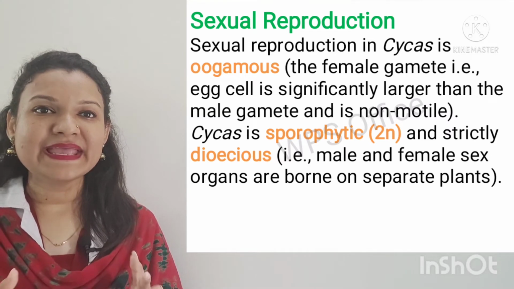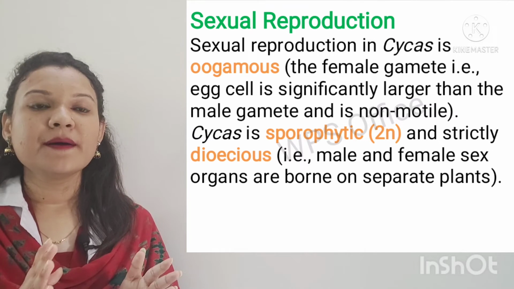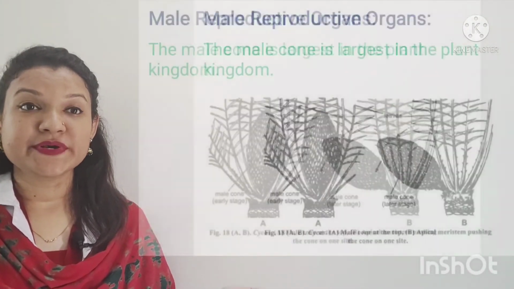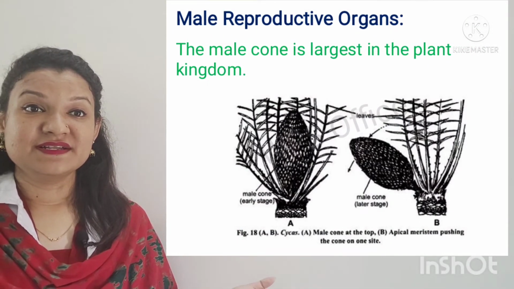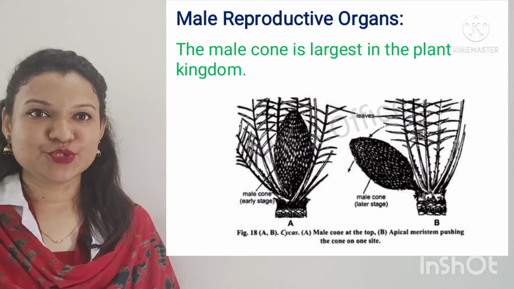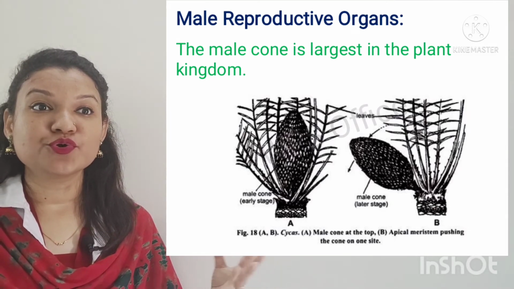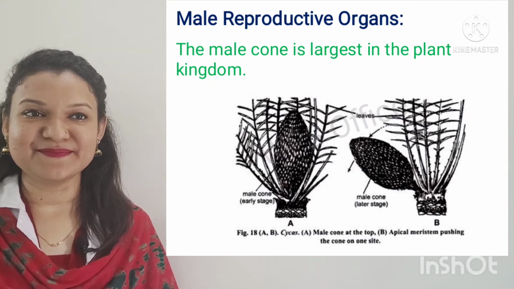That means male and female sex organs are borne on separate plants, so you have to mind it. Cycas is dioecious. Now I will describe the male reproductive organs. The male cone is the largest in the plant kingdom, approximately 500 cm or more in length. It can come as an MCQ in your exam.